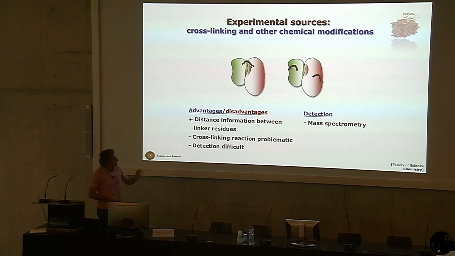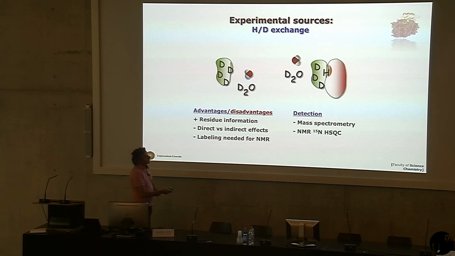HD exchange is another experimental technique that you can use to map interfaces. Here you do two types of experiments, one with the isolated protein, one with the complex, and you compare those. You dissolve your protein in D2O, and all the exchangeable protons are going to exchange for deuterons. Then you can detect that by MS again, and by NMR it's also possible. The regions that are protected from exchange might indicate the binding site. So this is, again, potentially useful information. Since it's MS, you don't need a lot of sample. You might not only detect the binding site, but also allosteric effects. Does everyone know what allostery is when I mention allostery? Yes? Okay.